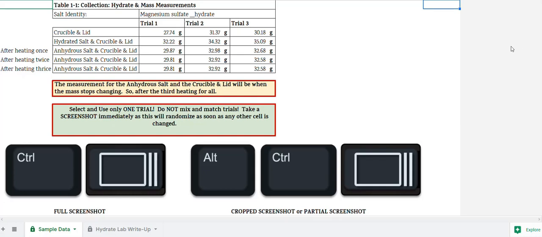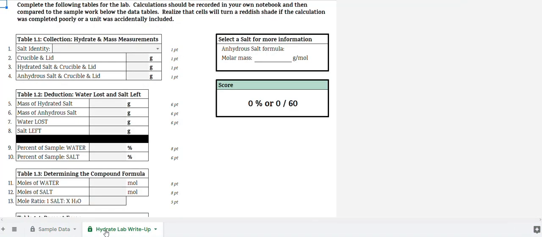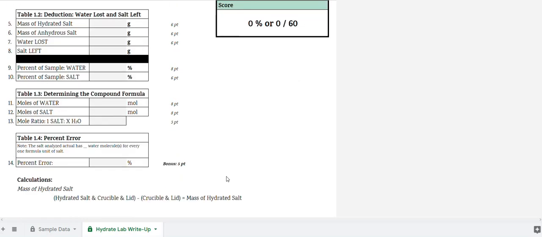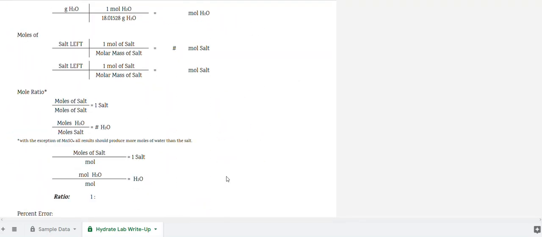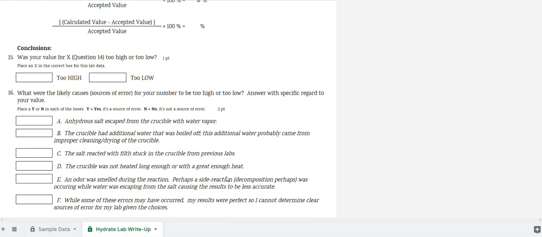Okay, this is our Hydrate lab. You have two tabs, one that says sample data and one that says Hydrate lab write up. So you can click into the Hydrate lab write up. We're going to scroll through. You can see that there's some sample calculations that need to be filled in a little more thoroughly. And there's some conclusion questions at the bottom.